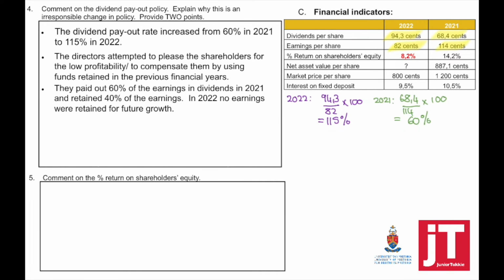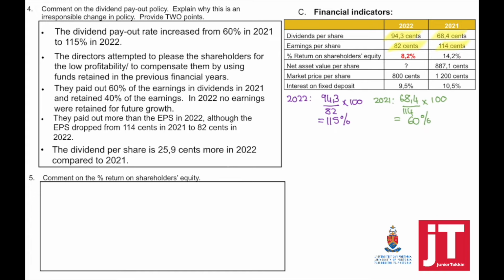They paid out 60% of the earnings in dividends in 2021, which means that they've retained 40%. In 2022, there were no earnings that were retained for future growth. They paid out more dividends than the earnings per share in 2022, although the earnings per share dropped from 114 cents to 82 cents in 2022. If you look at the dividends per share figures, you can see that there's an increase from 2021 to 2022.